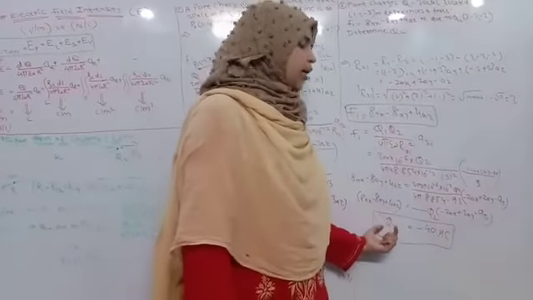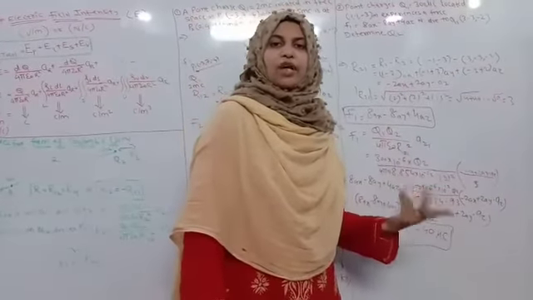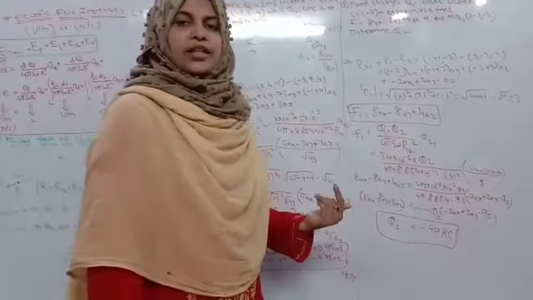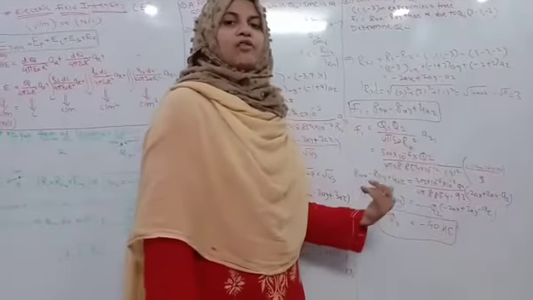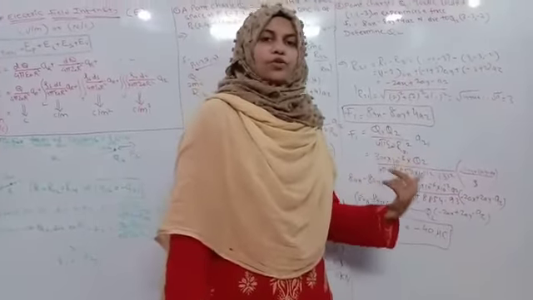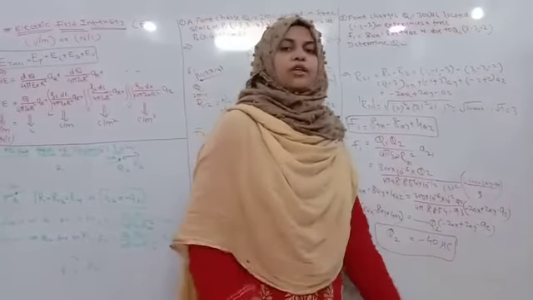And you need to take care that ax dot ax is 1, ay dot ay is 1, az dot az is 1. So ultimately you will get the unknown value of Q2. That is nothing but minus 40 microcoulomb.